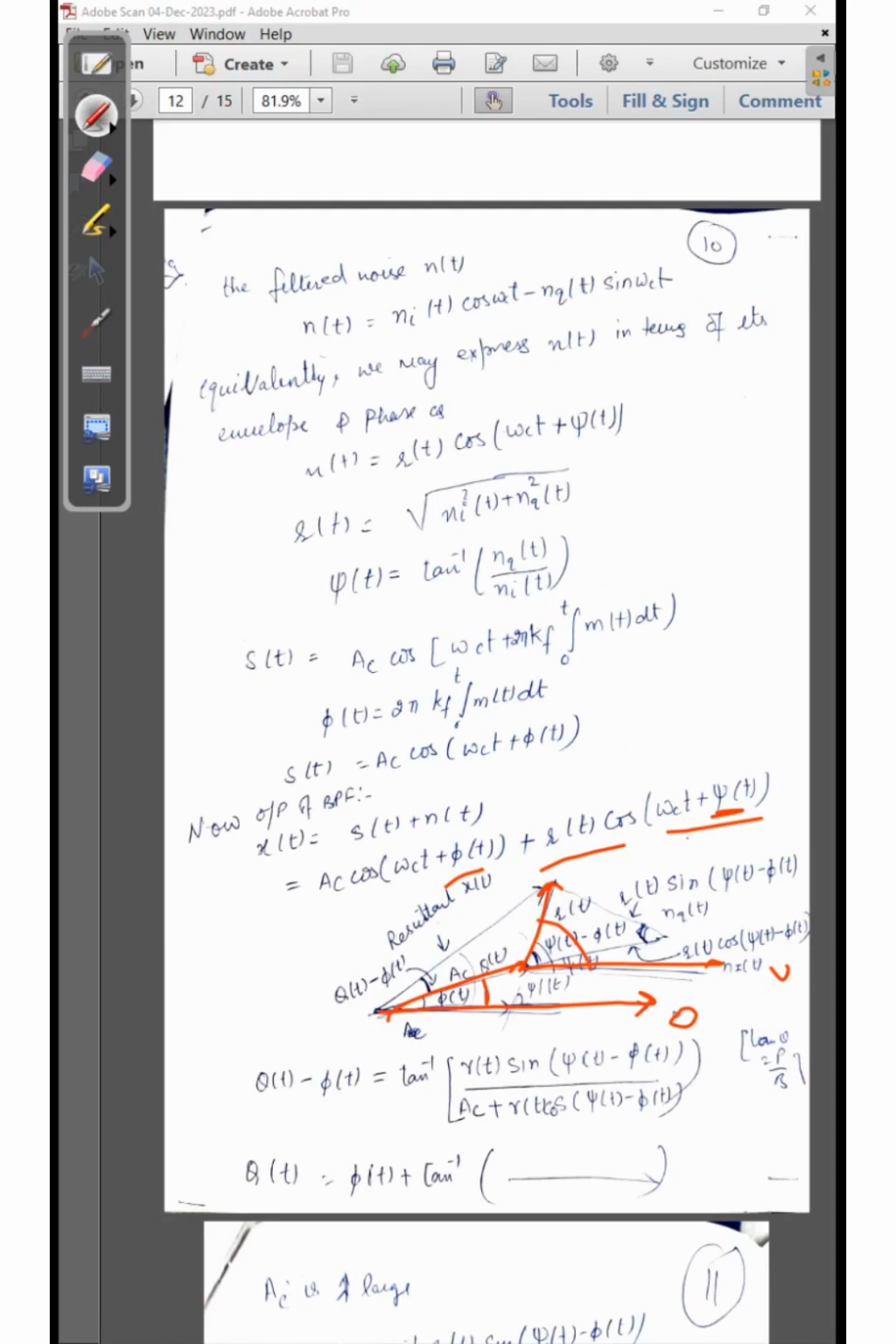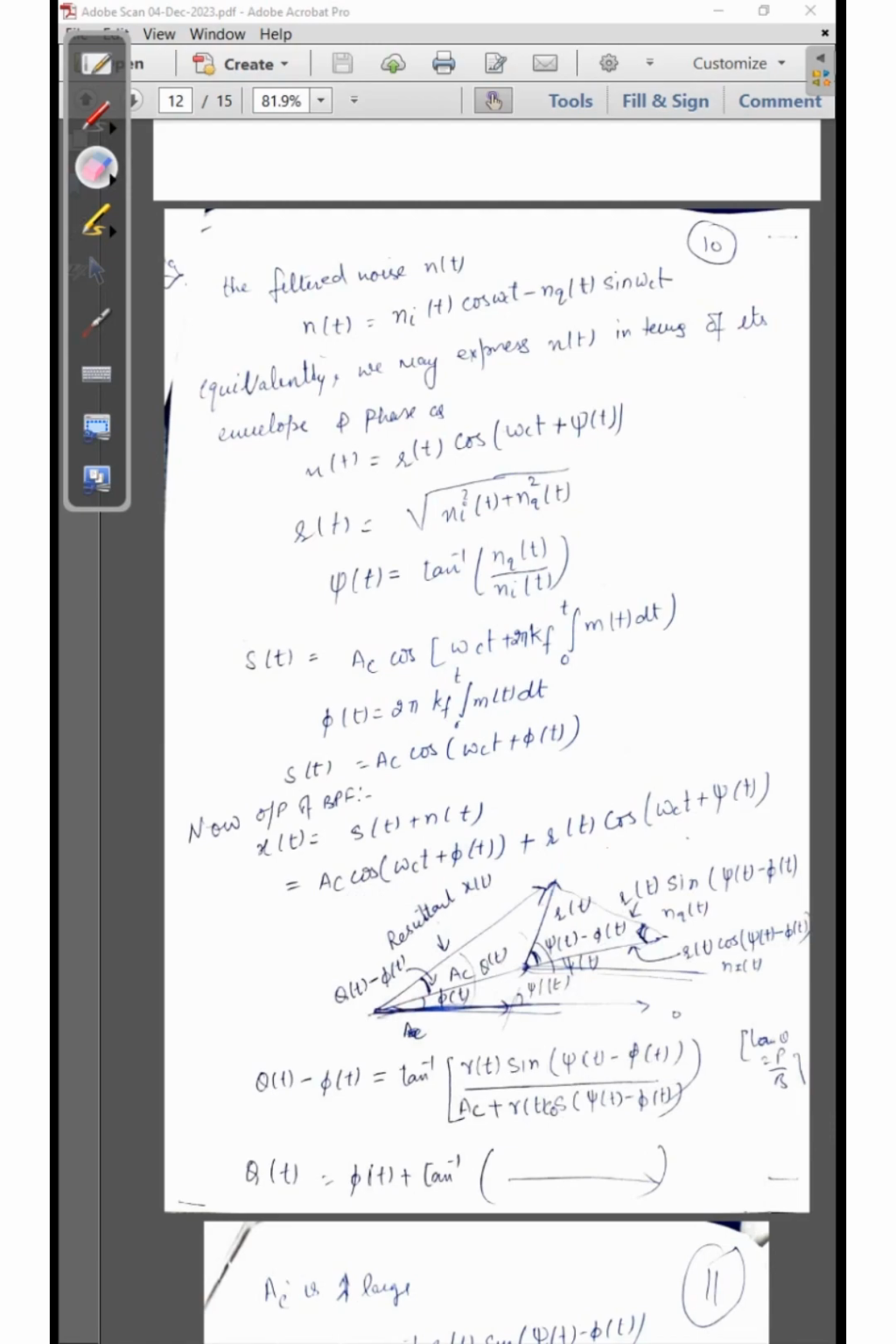Correct. So if I extend this Ac further, this angle would be psi of t minus phi of t, right? Now if I draw a perpendicular to this line, this term, with r of t as hypotenuse, becomes r of t sin theta, where theta is psi of t minus phi of t, and this extended line becomes r of t cos theta, where theta is again psi of t minus phi of t. Correct, friends? Everything is clear?